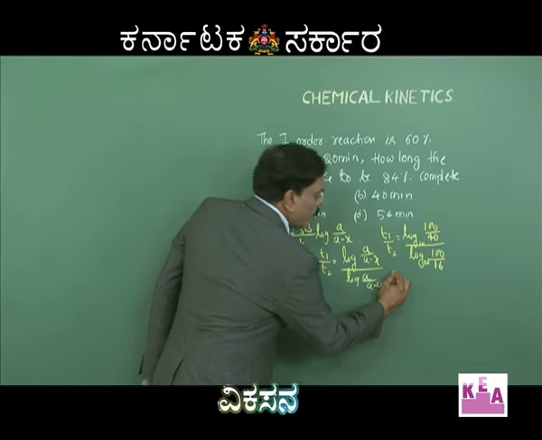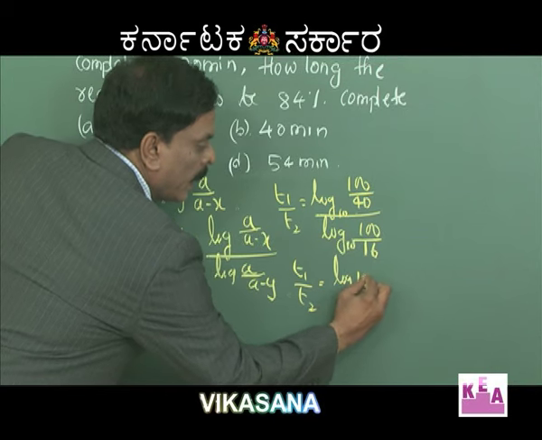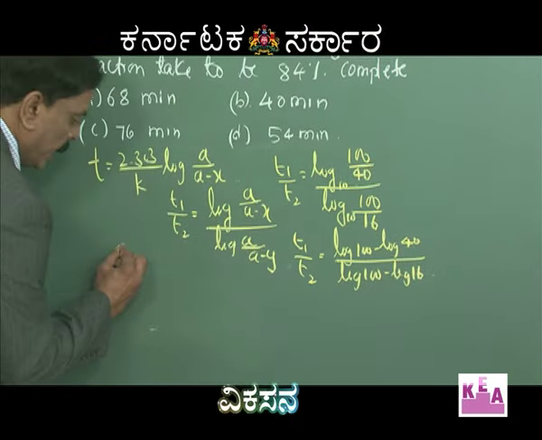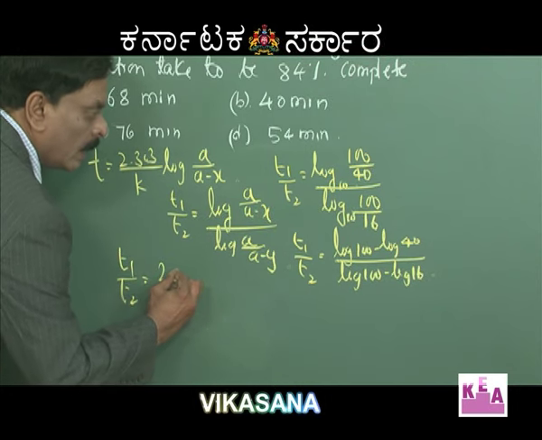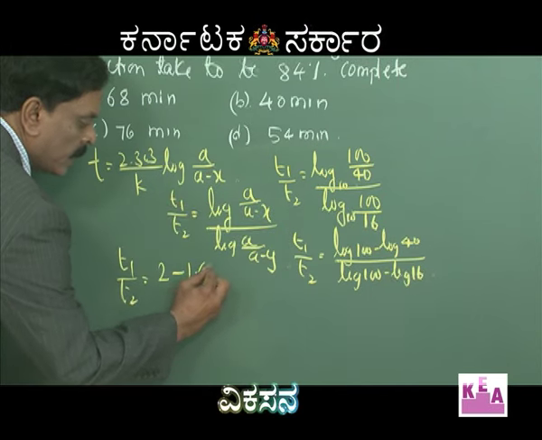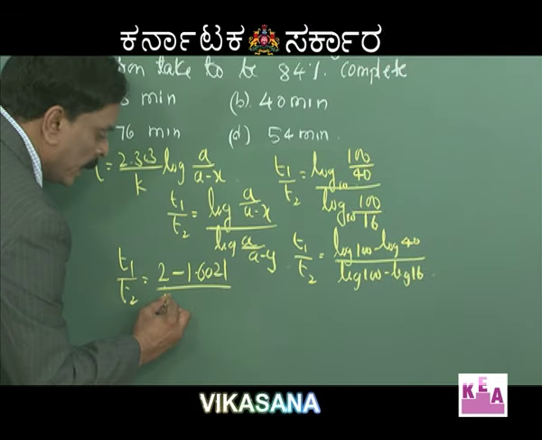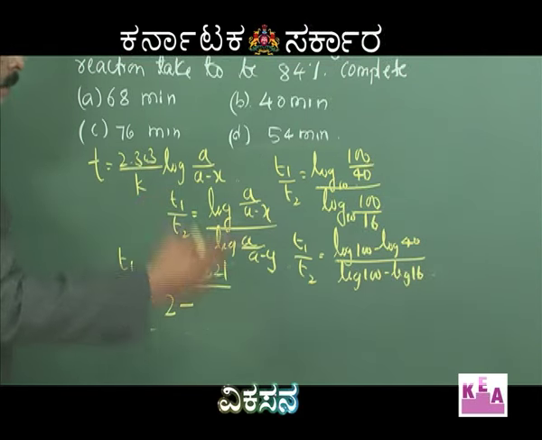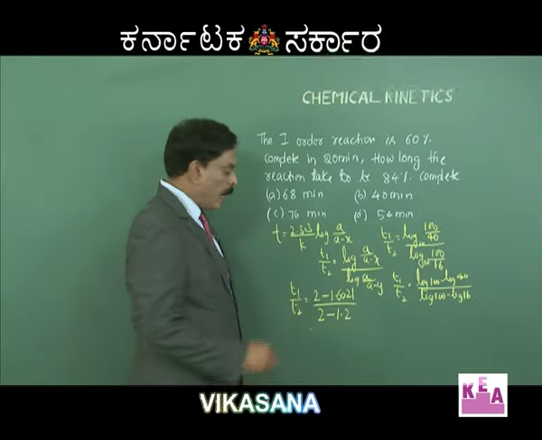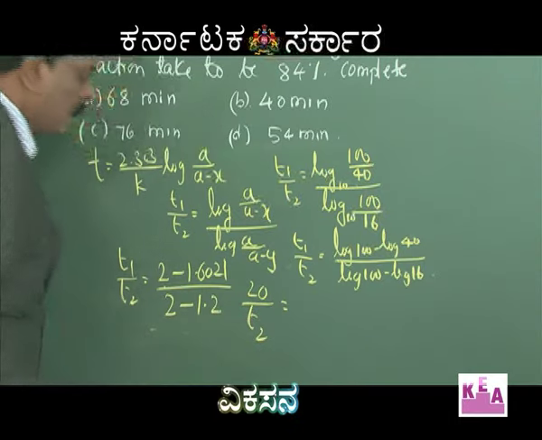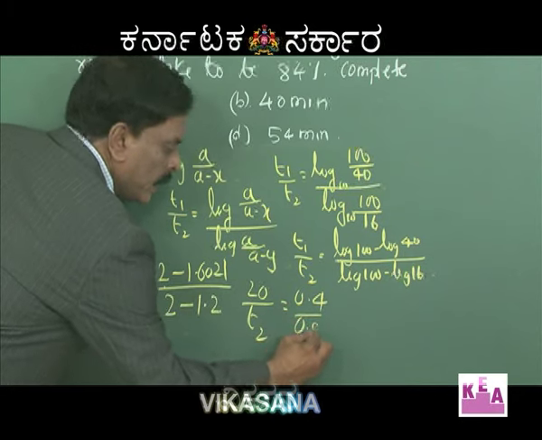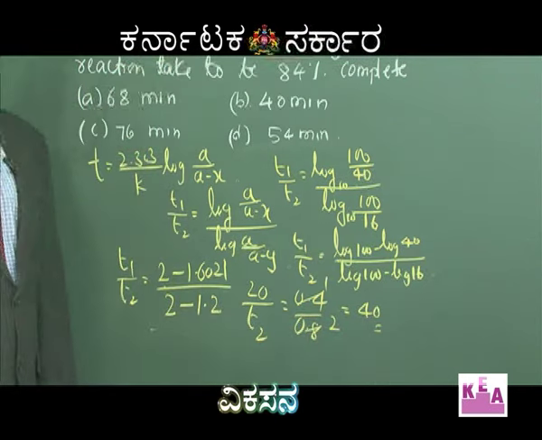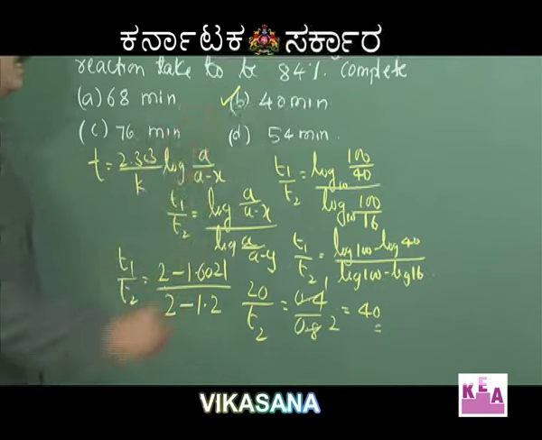Now, when you simplify this, you get T1 by T2 is equal to log 100 minus log 40 divided by log 100 minus log 16. So, T1 by T2 is equal to log 100 is 2 minus log 40 is 1.6021 divided by log 100 is 2 minus log of 2 to the power 4, that is 4 into log 2, that is 4 into 0.3010, approximately 1.2, and T1 is 20. So, 20 by T2 will be equal to approximately 0.4 by 0.8, that is half, or T2 will be equal to 40. And therefore, the right option for this question is option B, that is 40 minutes.